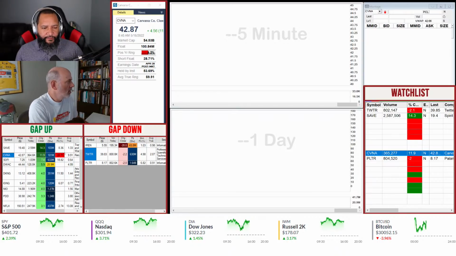They've got a decent short interest here as well. So 28%, almost 30 there. So we'll have to see how that's going to play out as far as a possible short squeeze, if any.